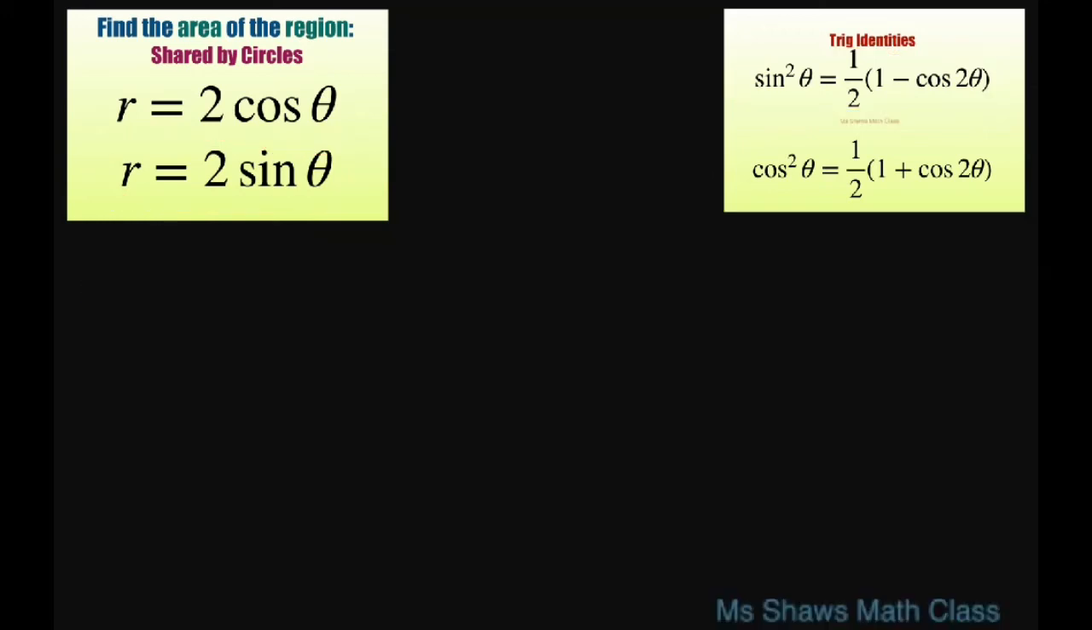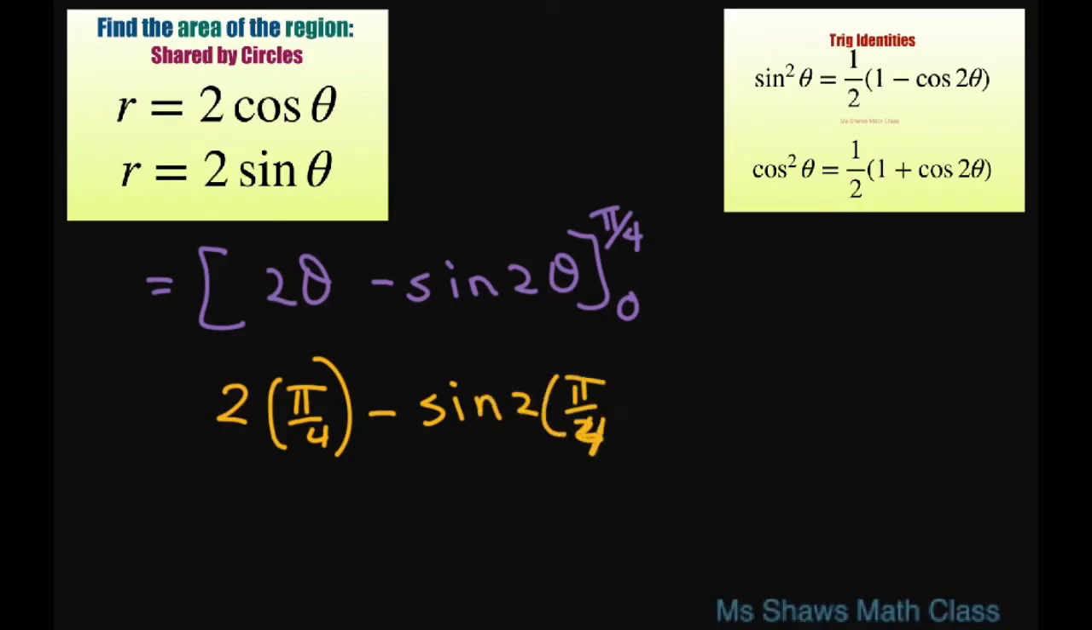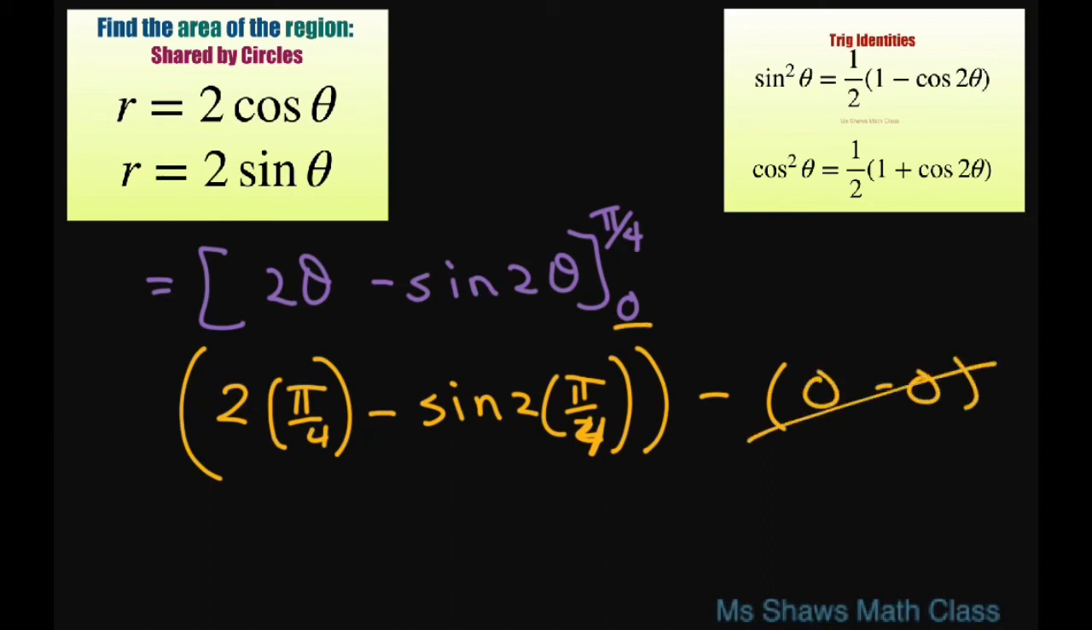And when you do that, you're going to get 2 theta minus sine of 2 theta from 0 to pi divided by 4. Okay, so this is going to be 2 times pi divided by 4 minus sine of 2 times pi divided by 4. All right, and then we're going to have minus the 0 part, so it's going to be 0 minus 0. So we can just knock that out. So this is going to give you pi divided by 2 minus sine of pi divided by 2. This equals 1.